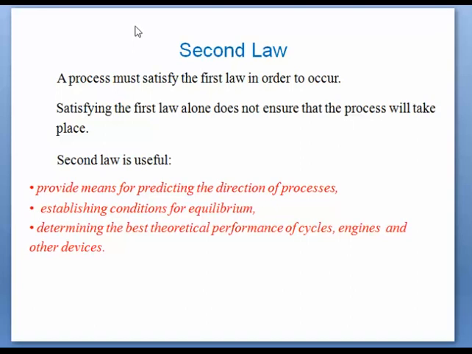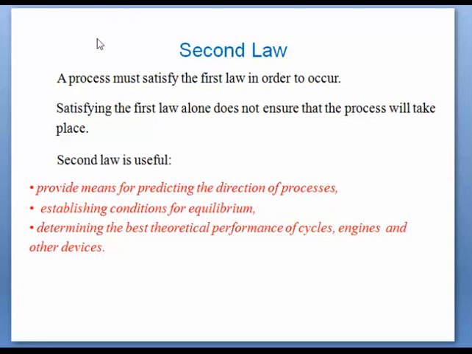Second thing, the first law never tells about the direction of flow of energy. And the third thing which the second law gives is the concept of source and sink. It means that there should be some source from where our system takes heat. Some portion of that is converted into useful work and the remaining is exhausted in the sink.